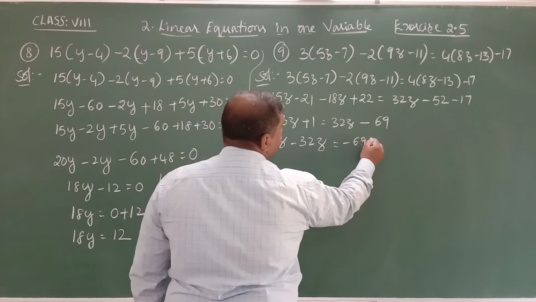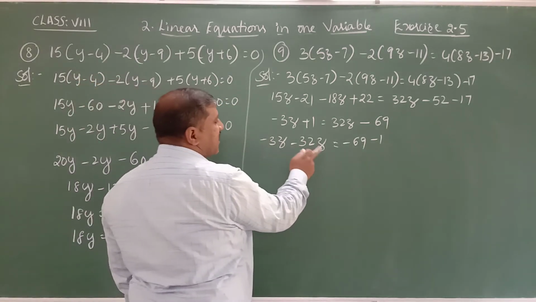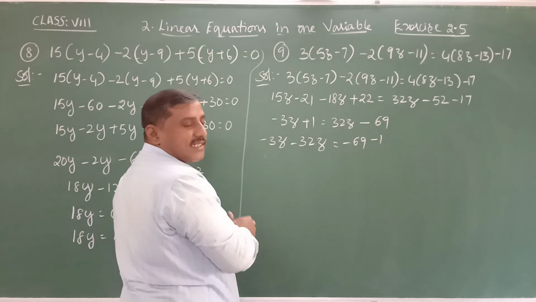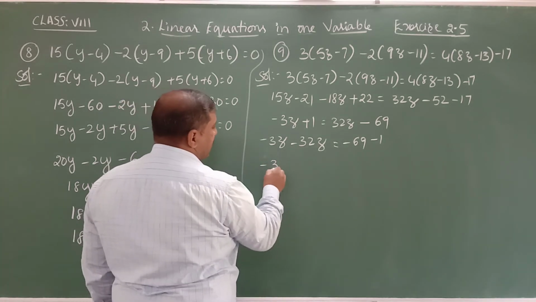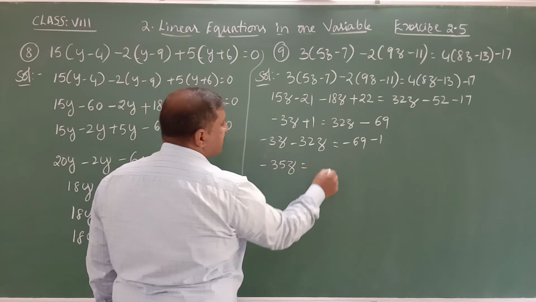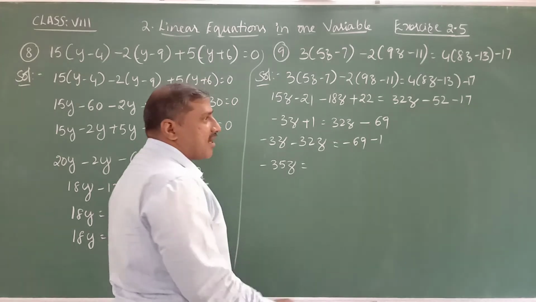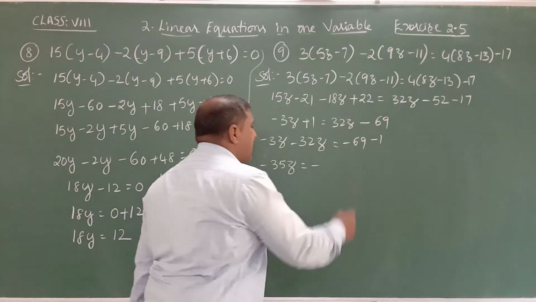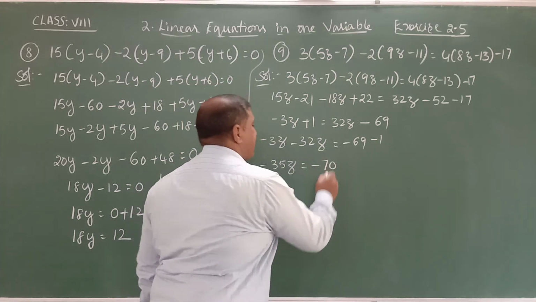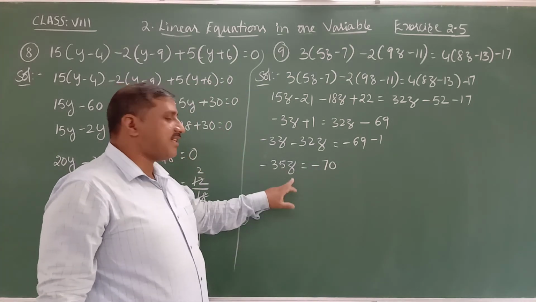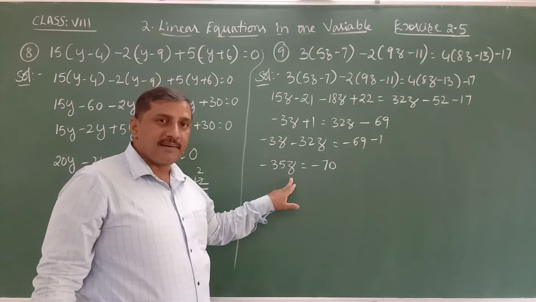Transpose plus 1 to the RHS, you get minus 1. Now minus 3z minus 32z both are negative integers, add the numbers and take the minus sign. 3 plus 32 is 35. Minus 35z is equal to minus 69 minus 1, negative integers both are, add the numbers and take the negative sign. 69 plus 1 is equal to 70. Now minus 35z means minus 35 into z. So minus 35 is multiplied by z.